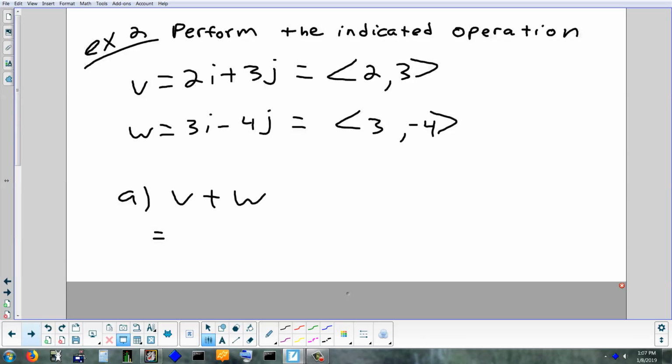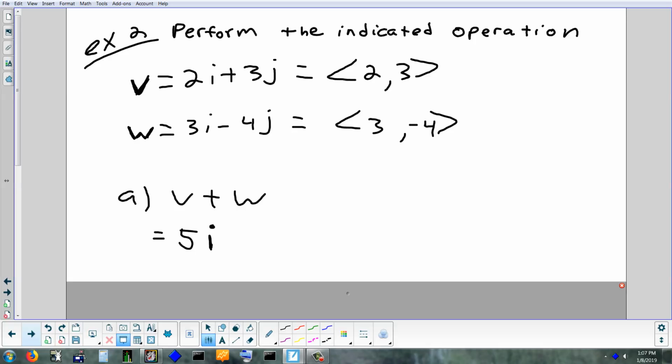So in the first vector, v, what's the horizontal component? 2. And in w, what's the horizontal component? 3. So we're going to take a horizontal of 2 and a horizontal of 3 and add them up, and we get a horizontal component of how much? 5. And what do we put next to it, just so somebody knows it's horizontal? i. So you get 5i.